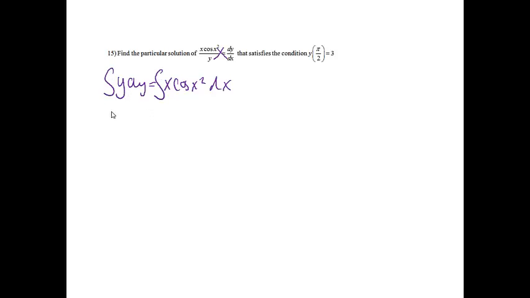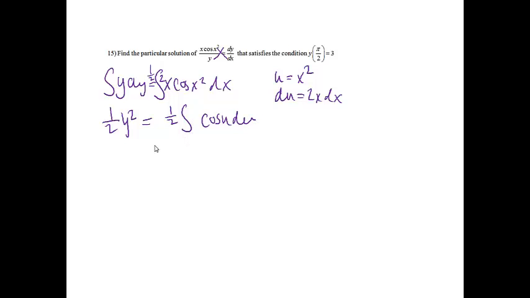On the left side, the integral of y is just going to be 1/2 y squared. And then on the right side, I notice that I am going to have to do a u substitution. I'm going to let u equal x squared, and then du will equal 2x dx. I have the x, I'm just missing the 2, so I'll put a 1/2 on the outside. So this leaves me with 1/2 integral cosine u du, and I know the integral of cosine is sine. It's not negative sine, it's just sine, so 1/2 sine of u, which is x squared, plus c.